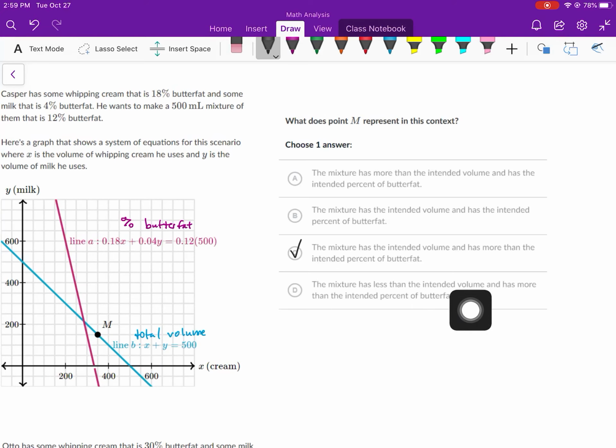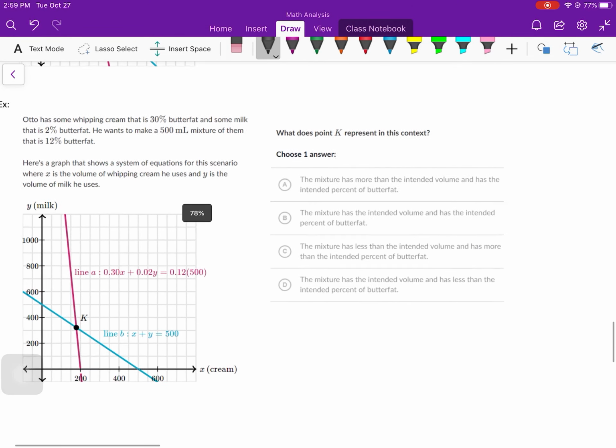The mixture has less than the intended volume and has more than the intended butterfat? No, that would be if we're above the butterfat. We somehow have more butterfat, but then we would have less volume, which could happen. I think, let me see, not sure where that point would go. But for us, we're right on the right volume, but we're above that butterfat line.